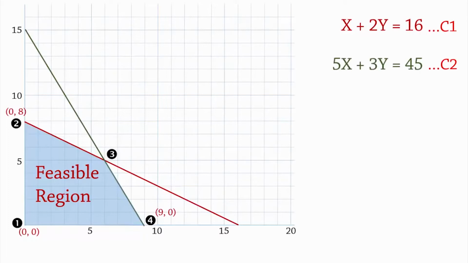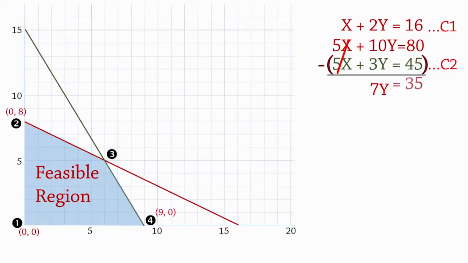Now suppose I choose to eliminate x. Note that the coefficient of x here in C2 is 5. Then I can simply multiply the first equation by 5 to give 5x + 10y = 80. And then we can subtract C2 from the new equation. So 5x cancels 5x, 10y minus 3y is 7y, and 80 minus 45 gives 35. And on dividing both sides by 7, we have y = 5.